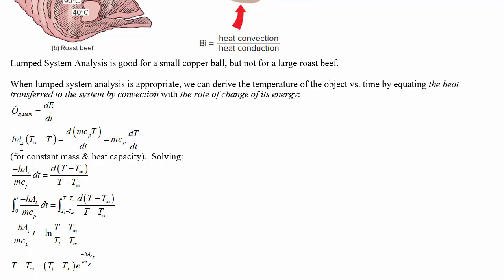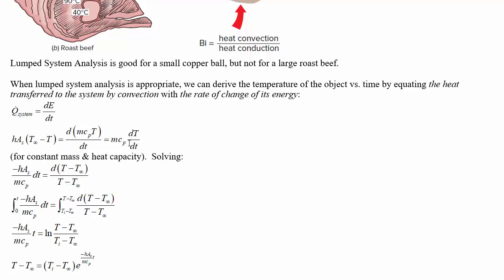So the heat flow into the system by convection is hA times the temperature of the fluid free stream, minus the temperature of the surface of the object, and the rate of change of energy of the system would be the time derivative of mass times specific heat times the temperature. Since the temperature is uniform within the object, this is not a function of space, and we can use the same temperature as we used at the surface.